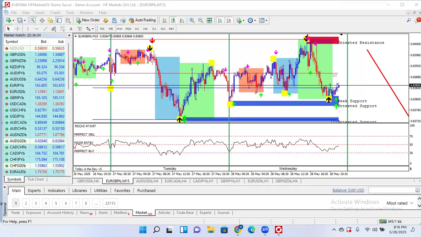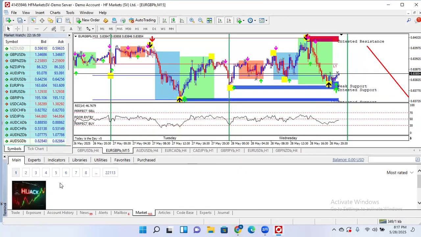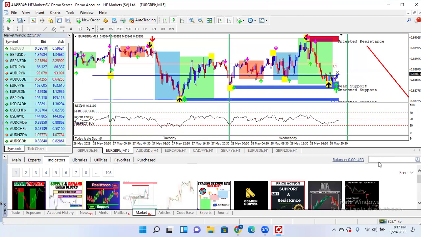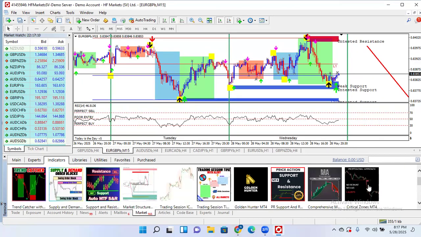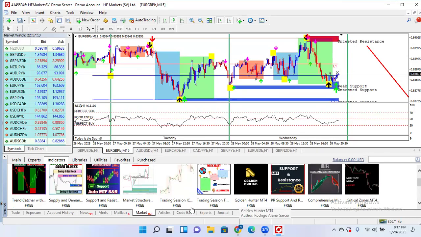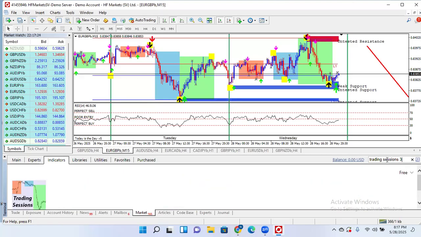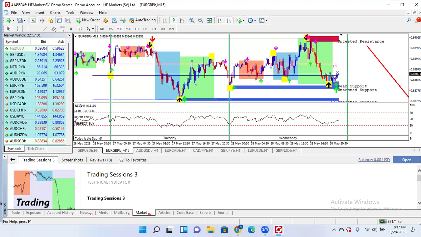Okay, that's opened. Good. So just go to indicators. You go to most rated, select free. Then come over here and look at the one I'm looking for: Trading Sessions 3. I will type it here, trading sessions 3. Look at the one I'm looking for, because there are so many things there. This is the one. Just click it, download it.